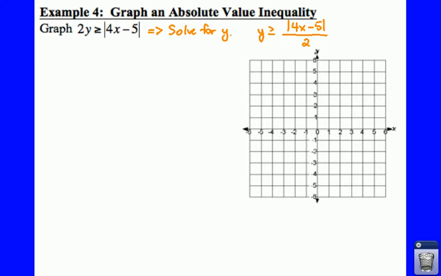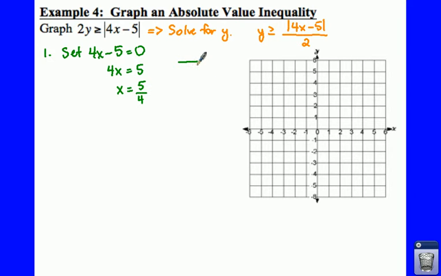So first thing we need to do, same steps as what we did for example number 3. Set what's inside your absolute values, 4x minus 5, equal to 0. And that's going to give you, add 5 to both sides, 4x equals 5. X equals 5 over 4. So that is going to be the middle value of your table.